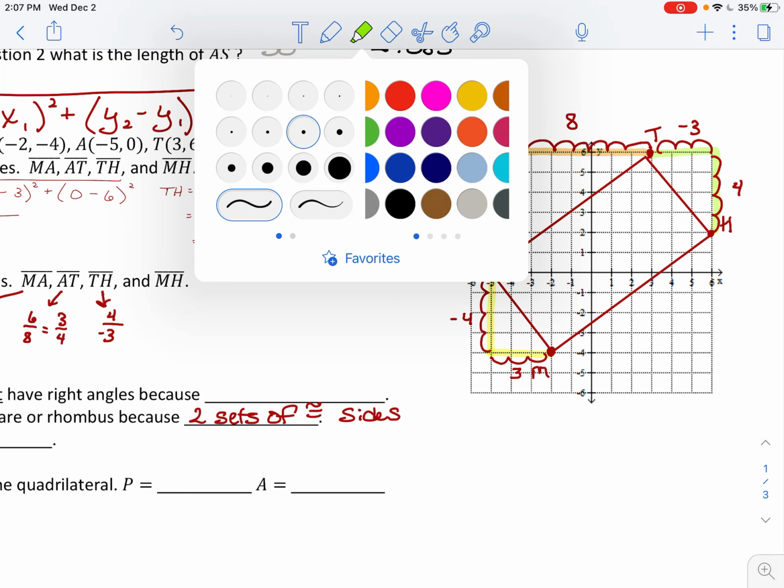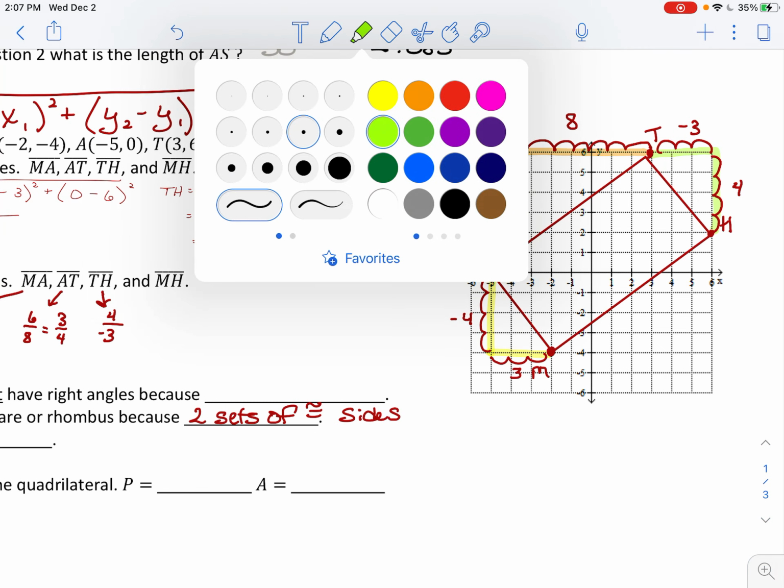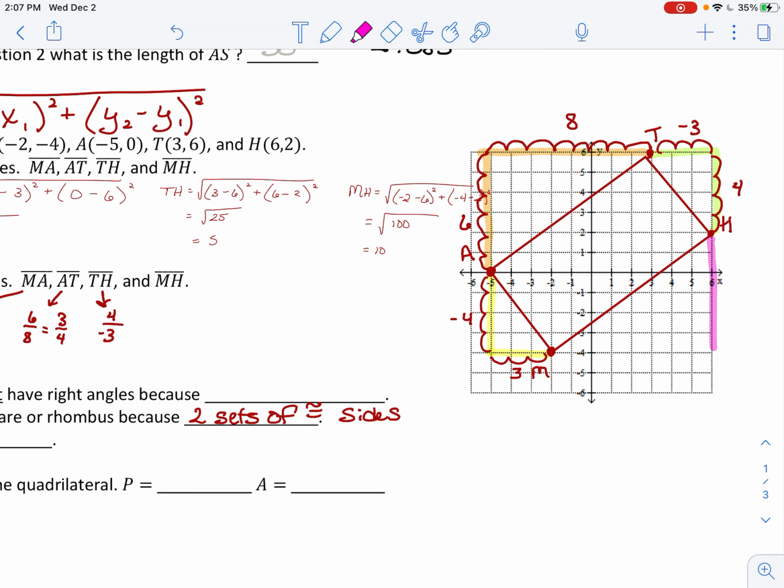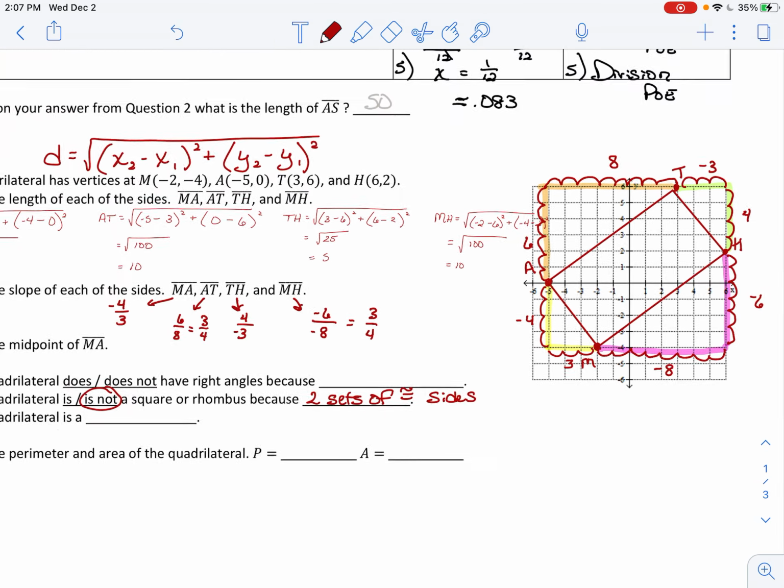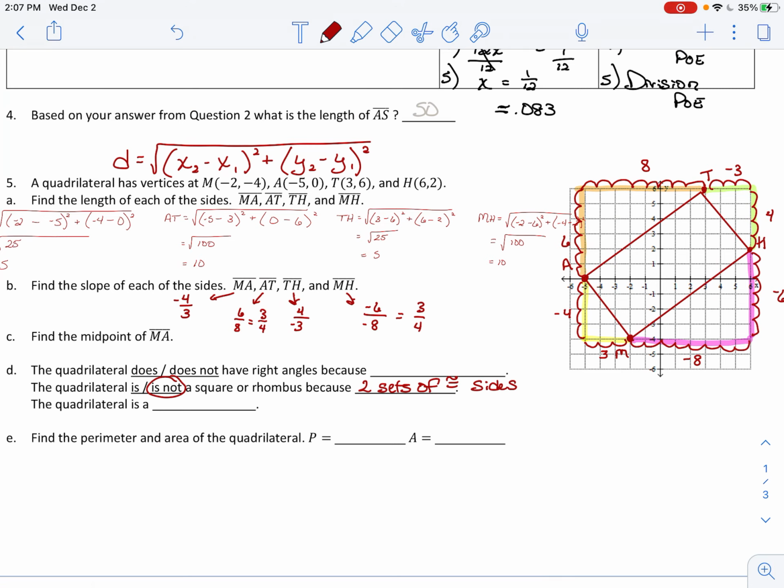But no matter which way you went, you always put the rise number over the run number. And then lastly, I have a rise here and a run here, so I'm going to count those. 1, 2, 3, 4, 5, 6. I went down 6. 1, 2, 3, 4, 5, 6, 7, 8. I went left 8. So I'm going to put my rise amount over my run amount. Negative over negative makes a positive, and it reduces. I have all my slopes. So I can actually answer the rest of D at this point.